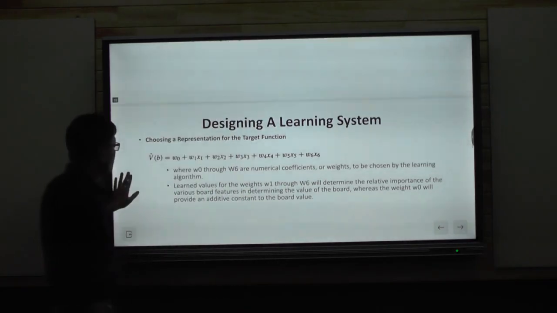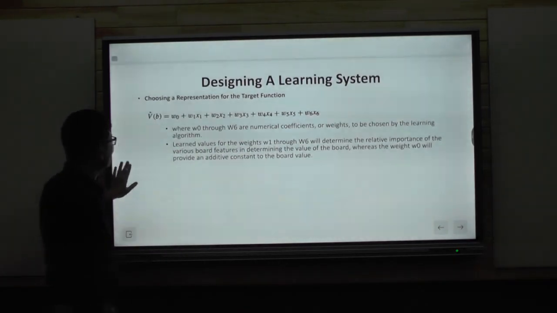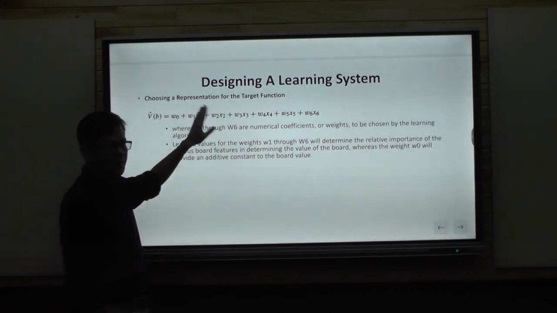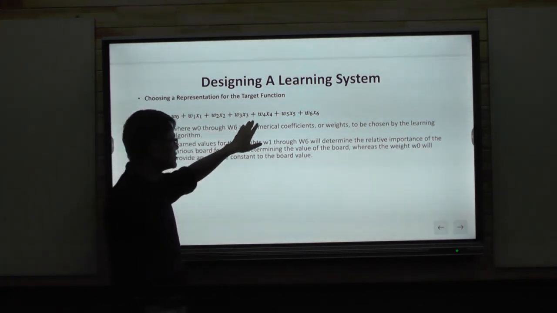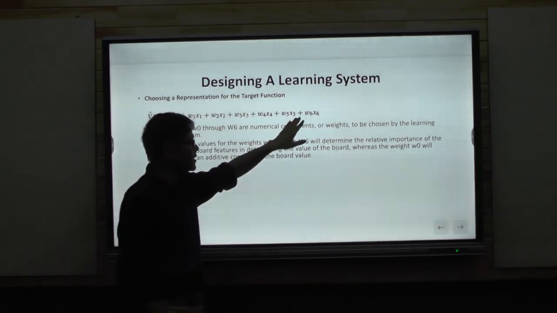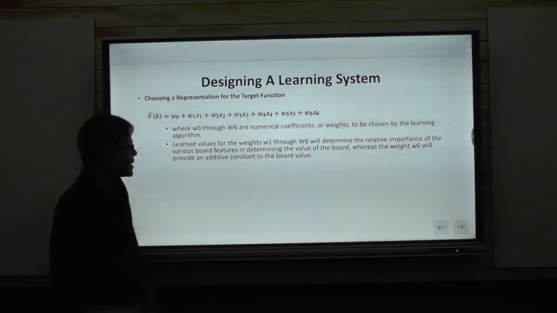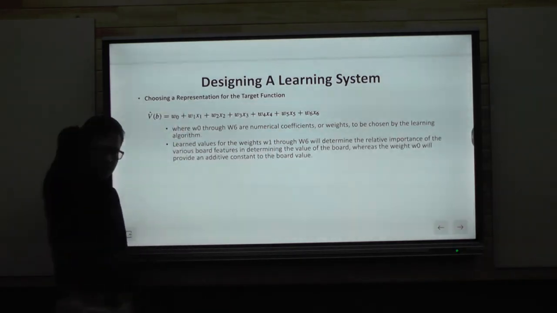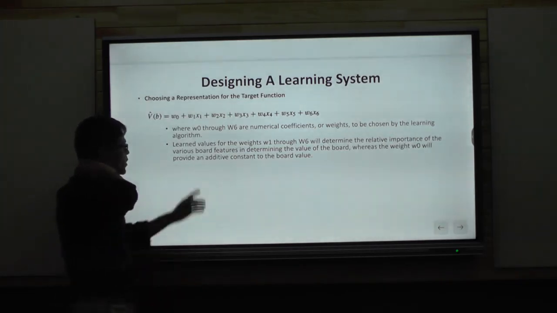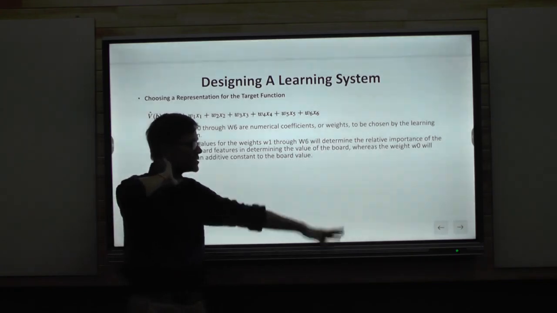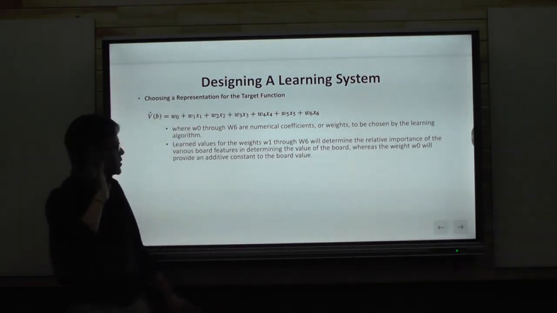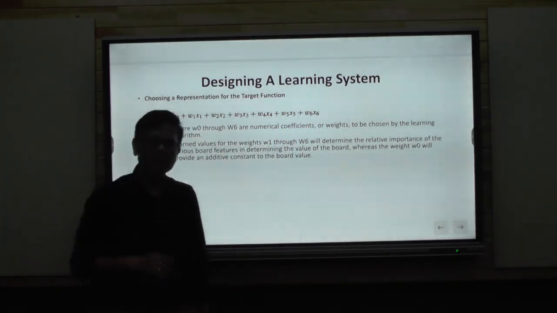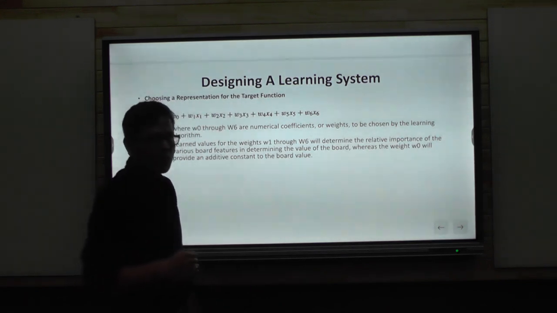So let's say we have formulated a representation of a target function: w0 plus w1 x1, that is we are giving coefficient weights, plus w2 x2 plus w3 x3 plus w4 x4, w5 x5 and w6 x6. So our target function is a combination of x1 to x6 with some initial weights. Here w0 to w6 are the numerical coefficients or weights to be chosen by the learning system. So the learning algorithm will choose the weights, and that choosing of weights we call training.